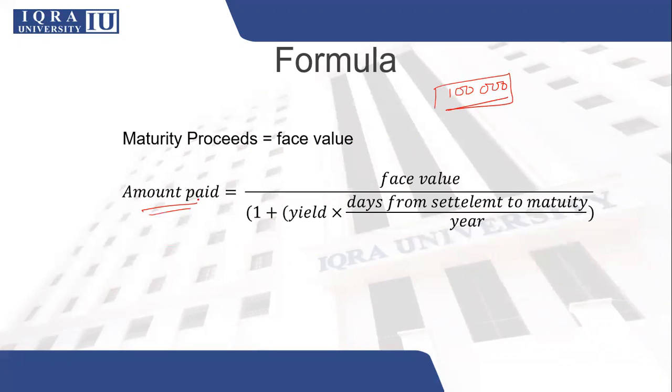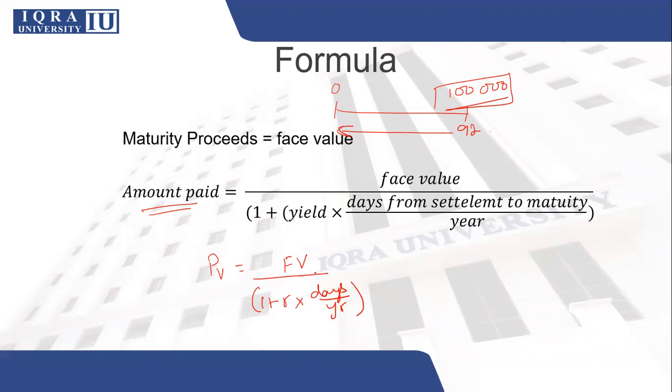How to calculate the price? It is simply the present value of the maturity proceeds. So if, for example, you're getting this 100,000 after 92 days, you need to find out its present value. That is going to be the price that you're willing to pay right now to purchase this commercial paper. So this is your present value formula. Let me just write it in a way that you can understand better. So this is your face value, or you can even say your future value, divided by 1 plus R multiplied by days over year. So it is simply calculating the present value of the cash flow.